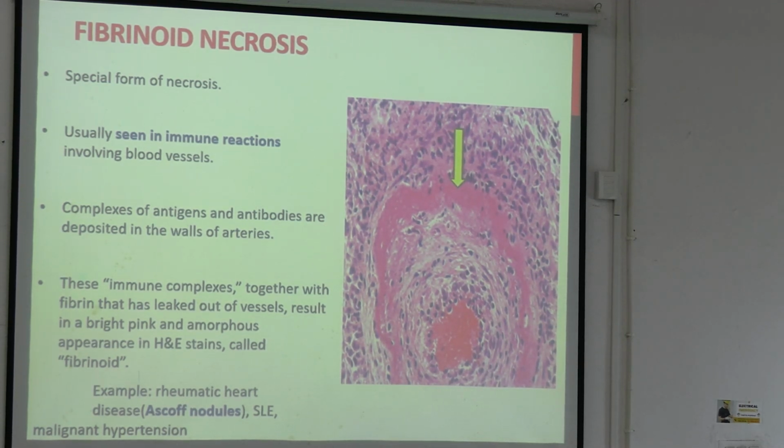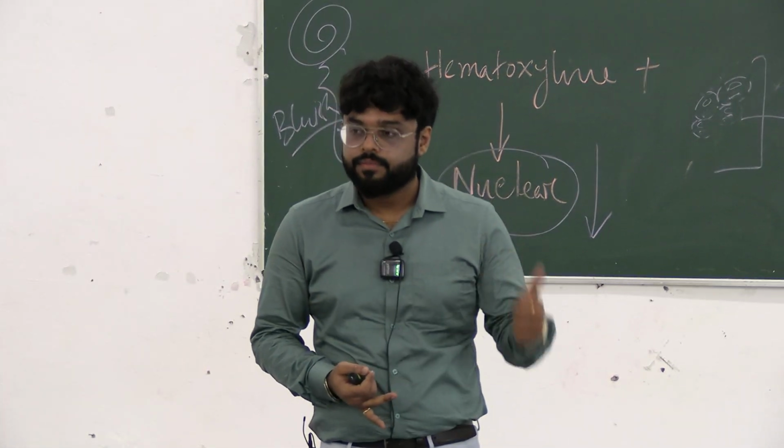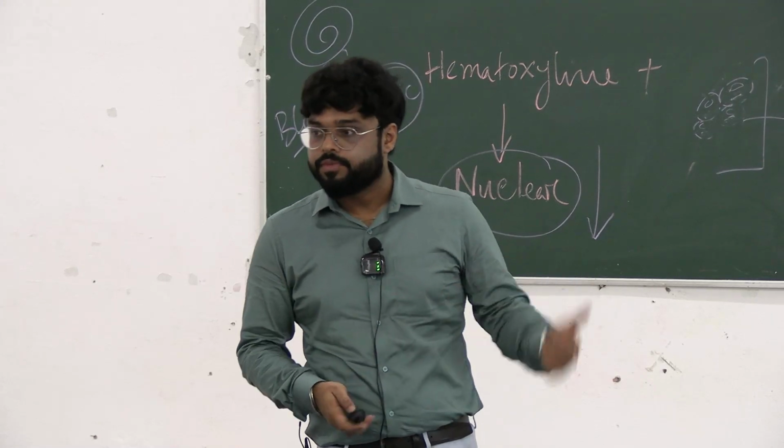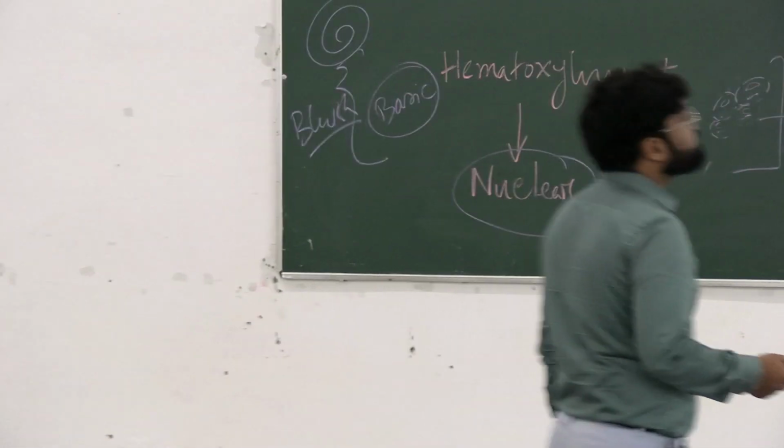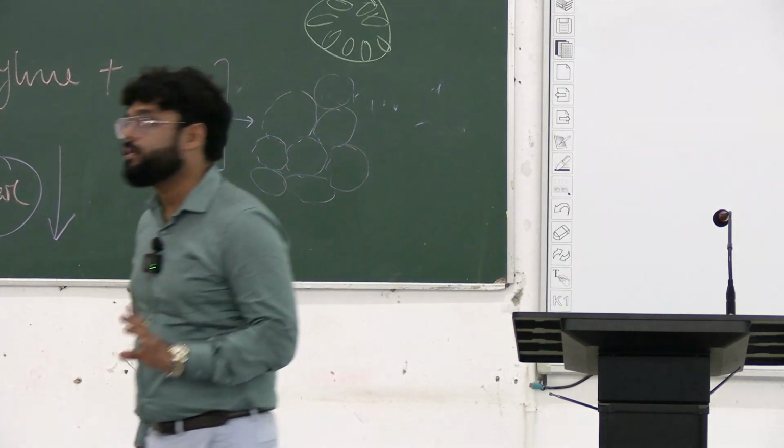What types of necrosis did we discuss? Coagulative, liquefactive, caseating, fat, gangrenous, fibrinoid. Now the next point is apoptosis. This is the second type of irreversible cell injury.